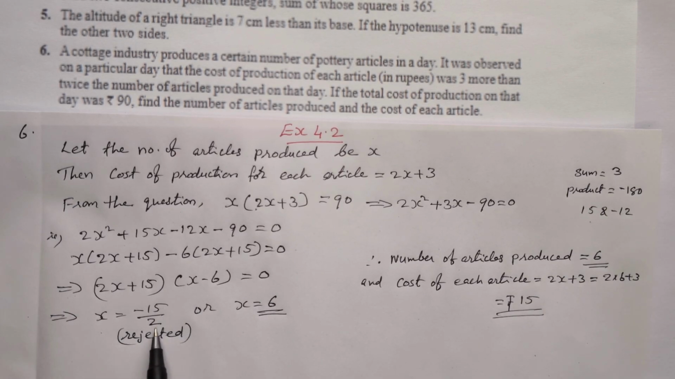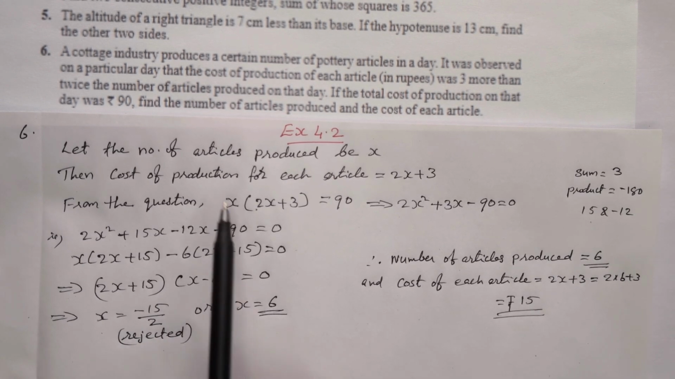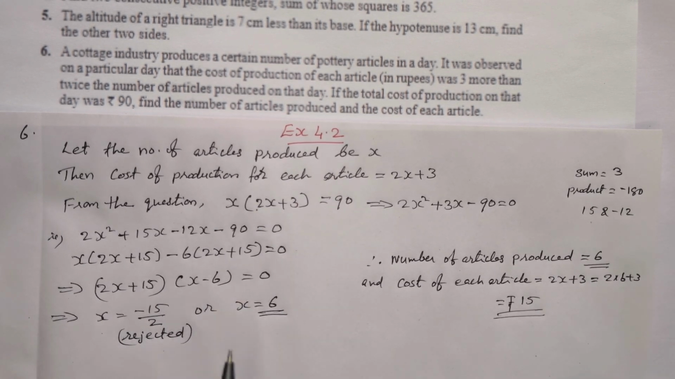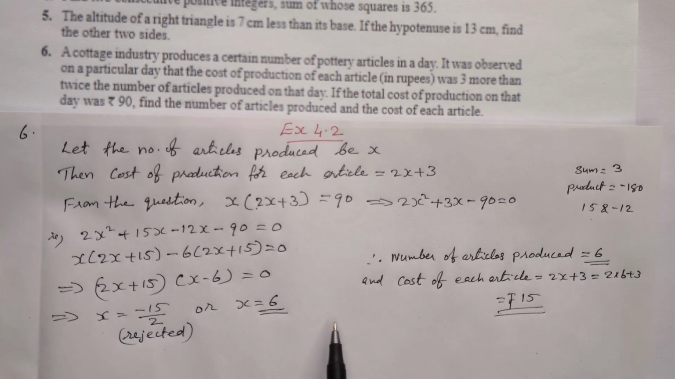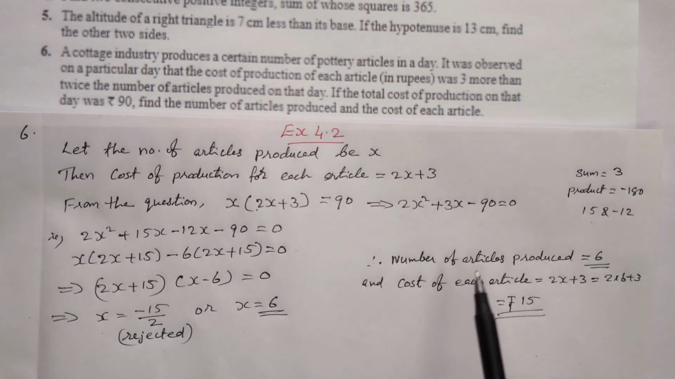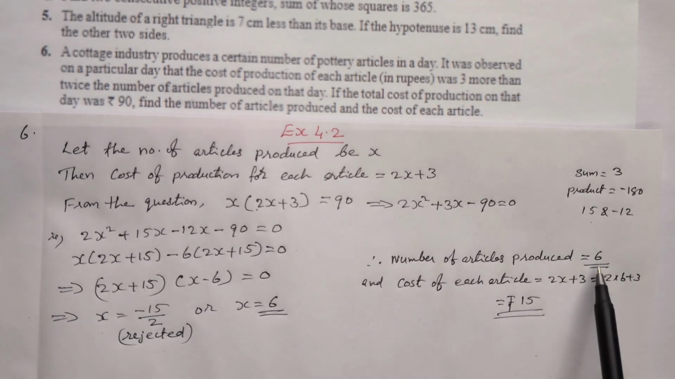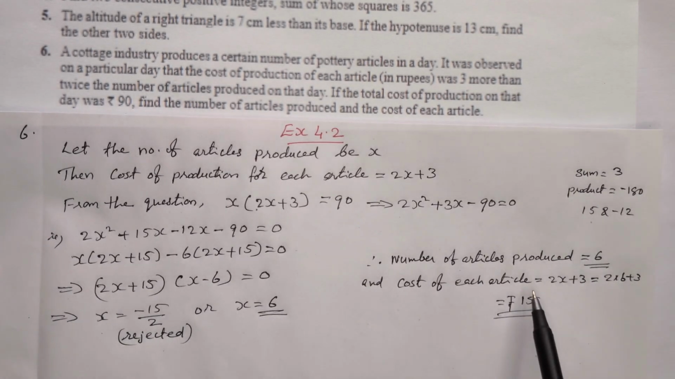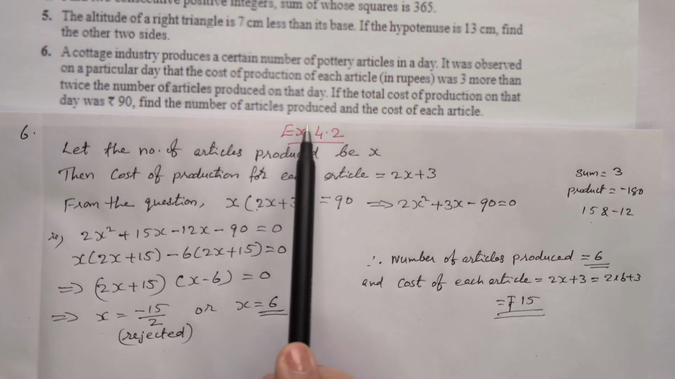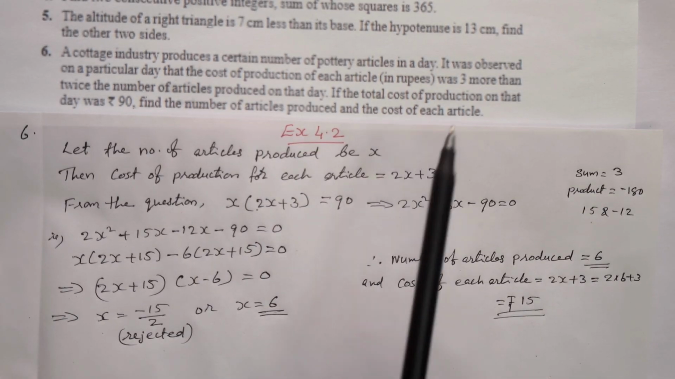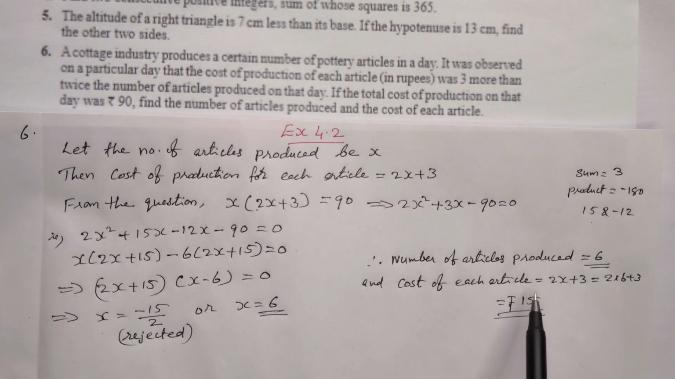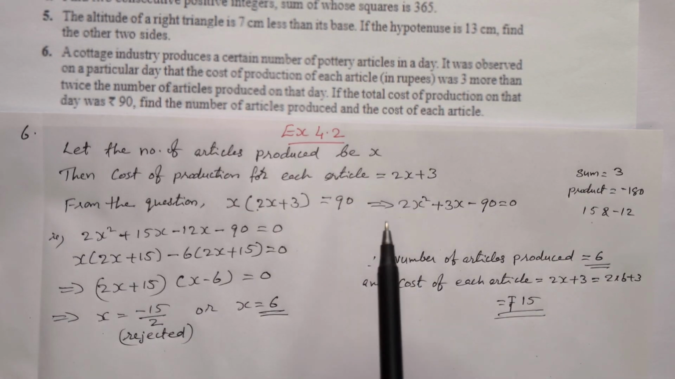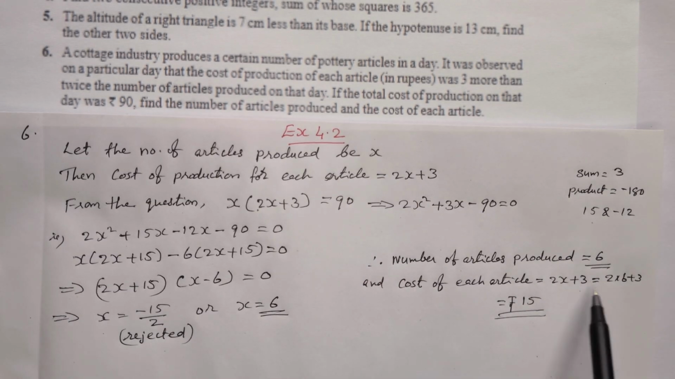and x is equal to minus 15 by 2. It's a negative number, so we can write there rejected because number of articles cannot be a negative number. And second option, that x is equal to 6. That means x is the number of articles. So number of articles produced is equal to 6, and the question asks to find the cost of each article. So cost of each article we have taken as 2x plus 3. Put the value of x in that. So 2 into 6, 12 plus 3, rupees 15.